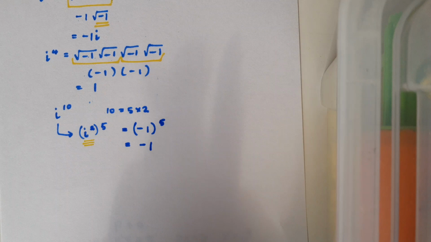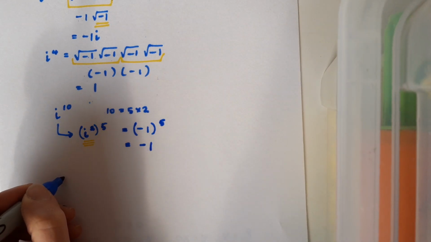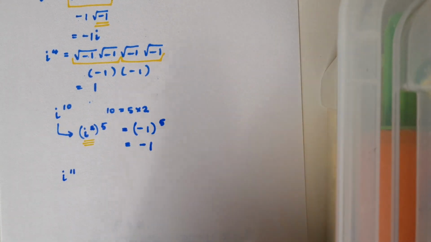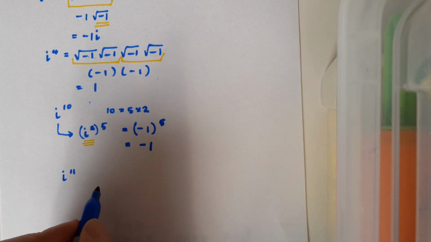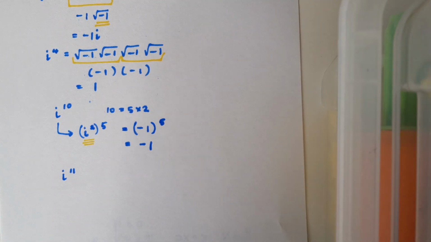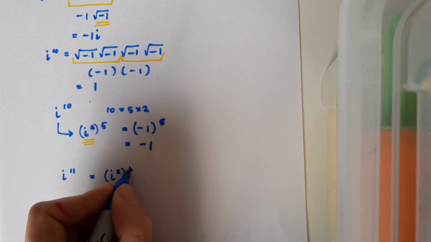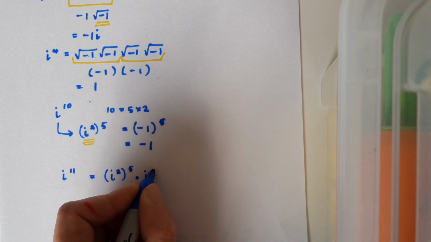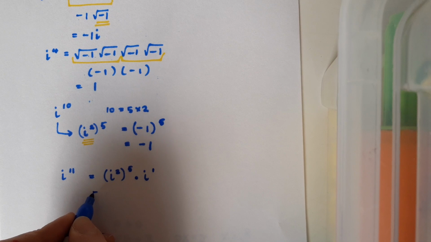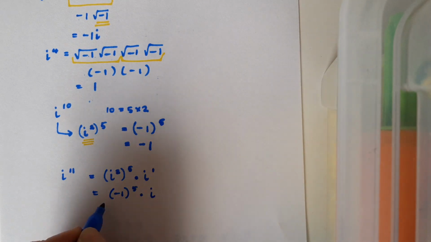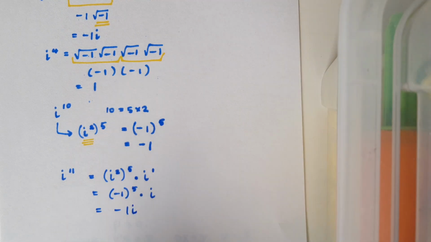But what if it doesn't work out quite so neatly? What, say, for example, if I had i to the power of 11? Well, in this case, I've got 5 pairs of root i, and I've got an extra root i left over. So I've got i squared 5 times, and that other i. So that is going to be minus 1 to the power of 5 times i. So that's minus 1 times i.